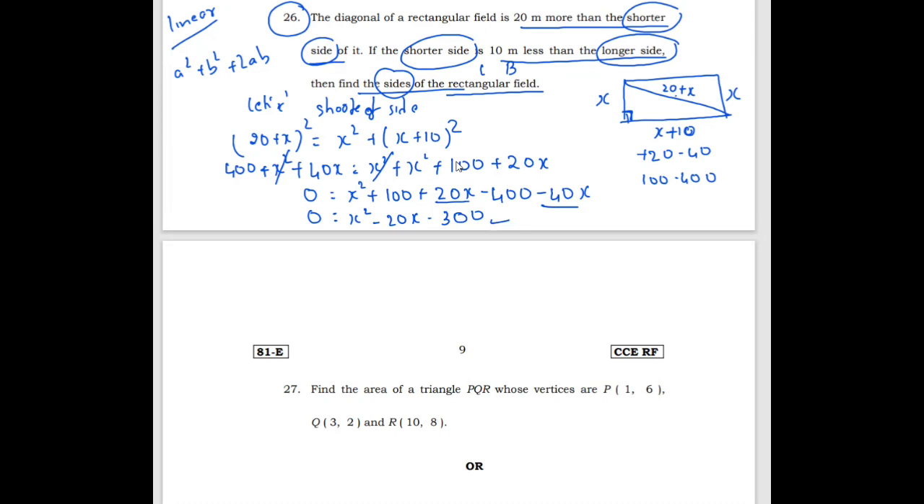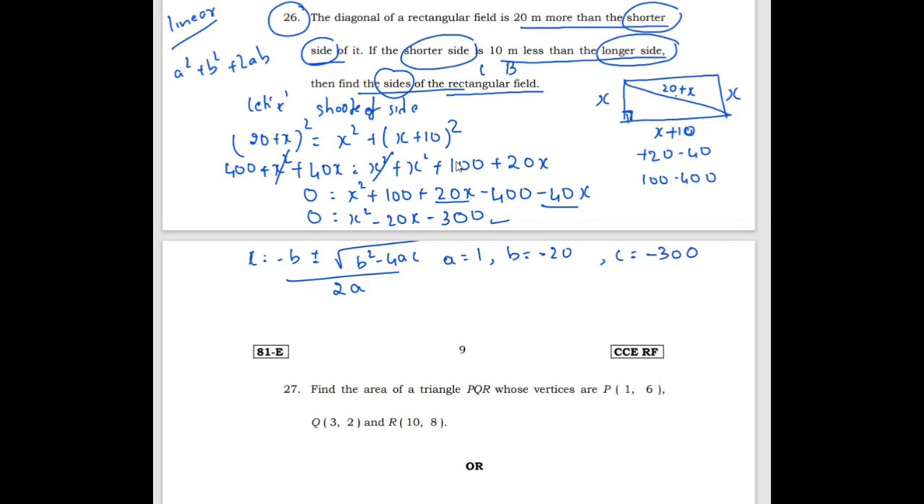Now you got the equation. How do you solve this? So you know we have to apply what? The quadratic formula or split the middle term. If you feel the quadratic formula is simple, take the quadratic formula. How to solve it? So x equal to minus b plus or minus square root of b square minus 4ac, divided by 2a. So now what is a? Let me write what is a. a is 1, b is minus 20, and c is minus 300. Make sure you take along with the sign.